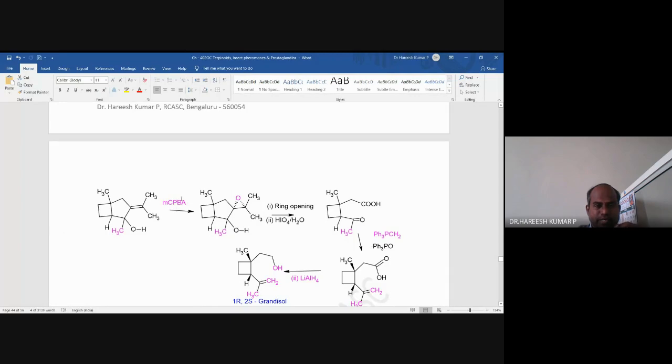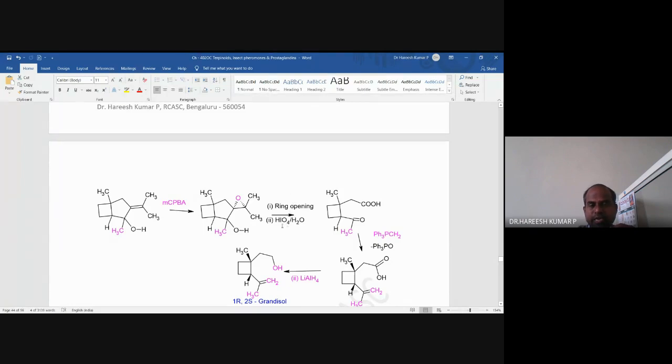I think you know what MCPBA is. MCPBA is metachloroperbenzoic acid. It will convert an alkene into an epoxide. Once the epoxide is obtained, there will be a ring opening. Ring opening means maybe a proton source. With a proton source you will get hydroxy here, hydroxy here. That means a diol is obtained. So ring opening with an acid source means epoxides give diol, more particularly vicinal diol.